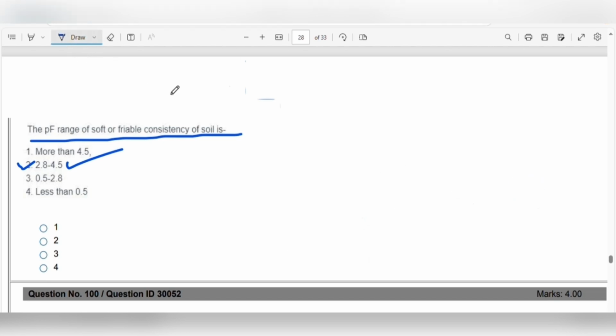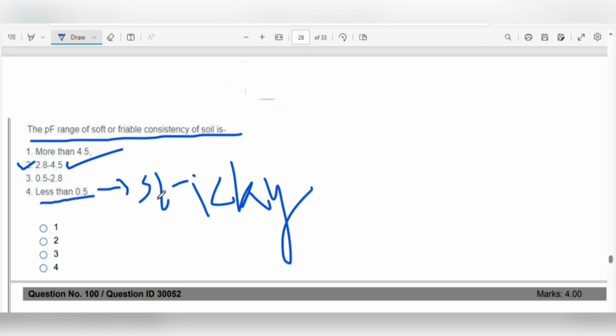And here, less than 0.5 means there is too much water content in the soil, and it has sticky consistency. All right, sticky. And less than 0 or near about 0 means viscous, when the soil starts to flow under pressure, because it contains so much water that it becomes almost liquid. So that is viscous. Less than 0.5 means sticky consistency.